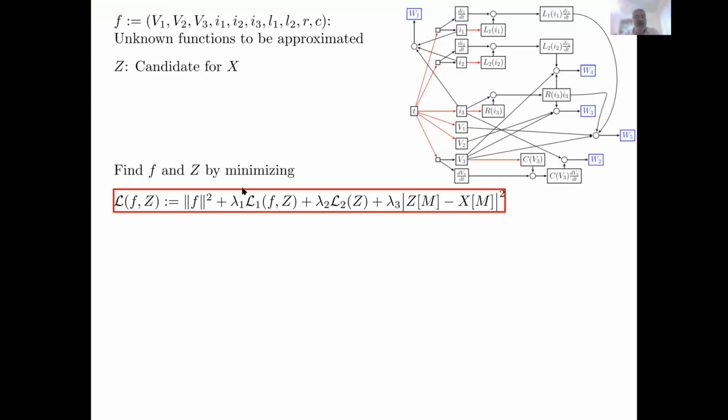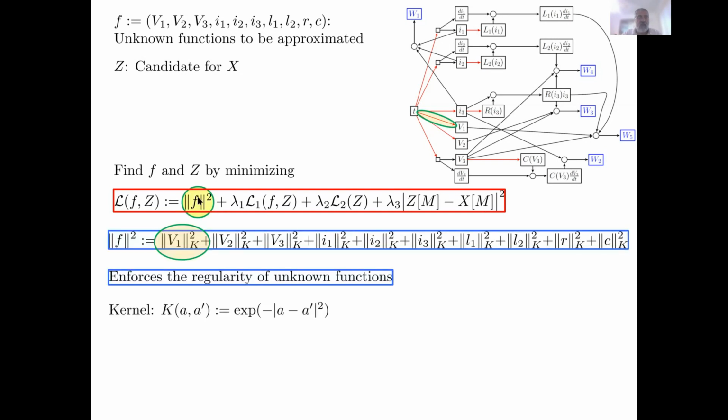Now, to approximate the unknown functions and complete the matrix X, we minimize the following loss, in which Z is our candidate for the matrix X, and I will now unpack that loss. The square norm of F is the sum of the squares of the RKHS norms of the unknown functions with respect to the following Gaussian kernel. Note that this kernel does not add any prior information on those functions besides regularity.